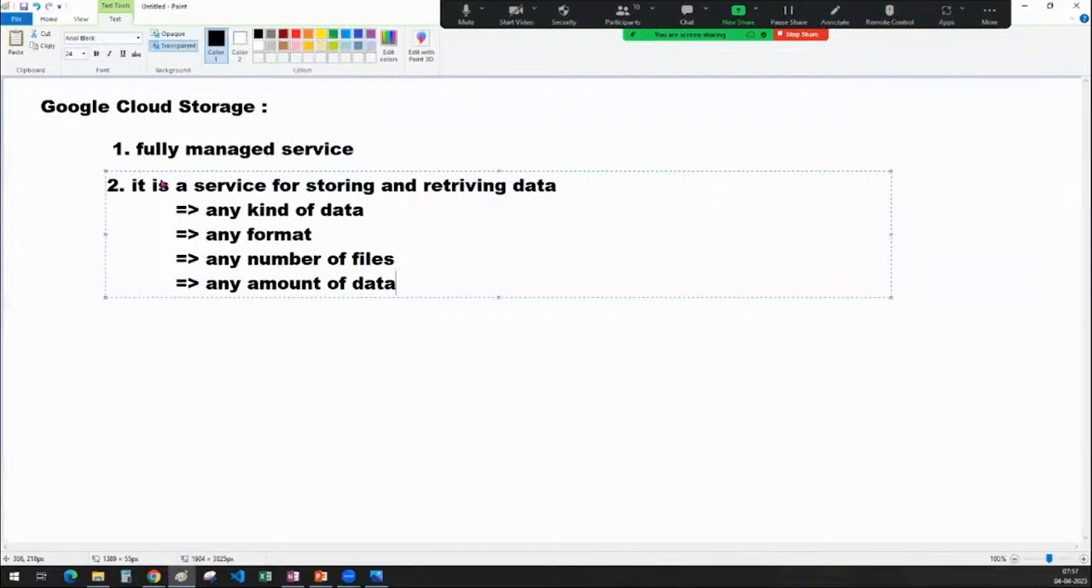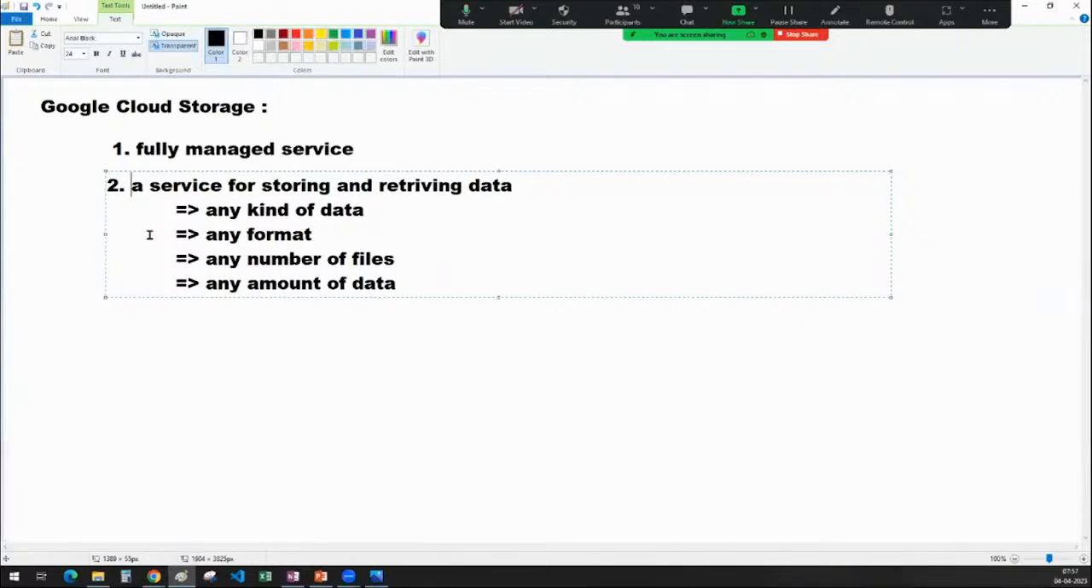Okay, so sir, it is a fully managed service, a service for storing and retrieving the data. So when talking about storing and retrieving the data, how much data can I store? Any amount of data, any number of files, any format, any kind of data, we are able to store in the GCS, guys. Okay. So this is the main intention.